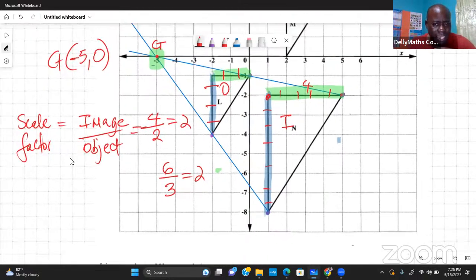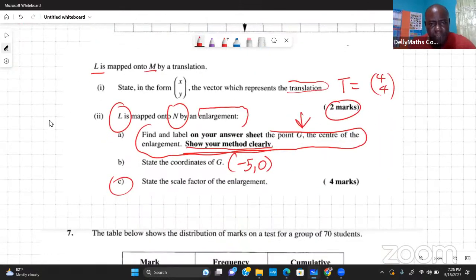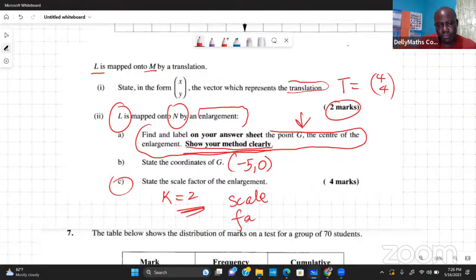Let us see if they have anything else for us. Scale factor is 2. All right. Write out the word scale factor. Let me write it. Good. Most times I call it K, but there's no mention of it being K. So just write out scale factor equal to.